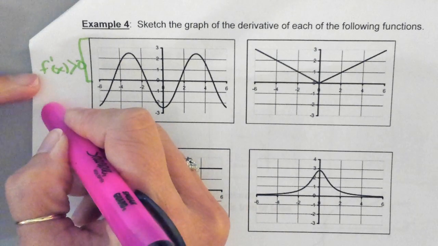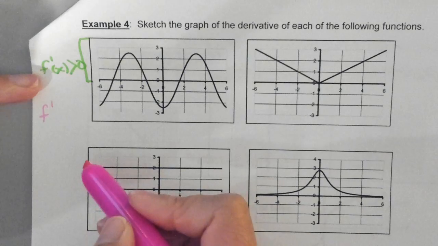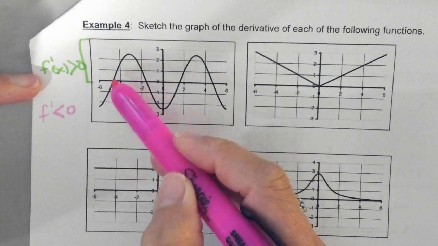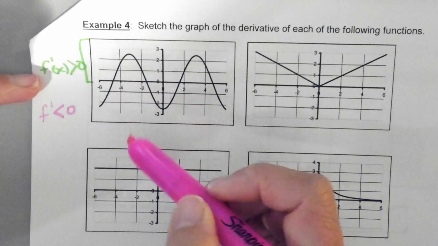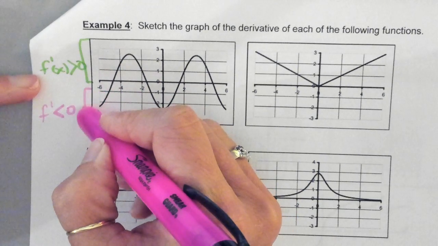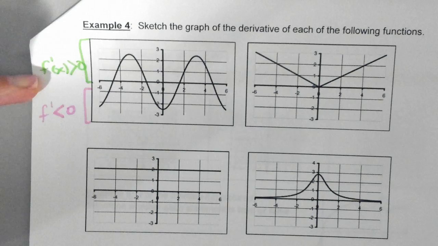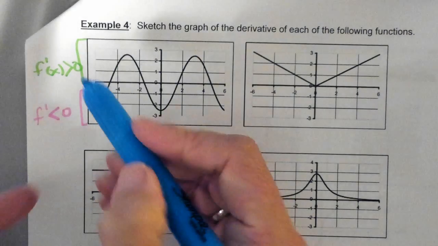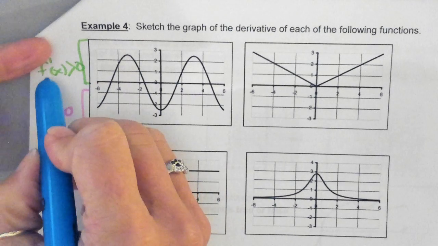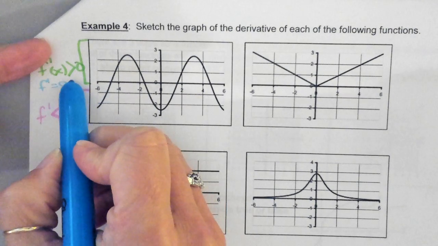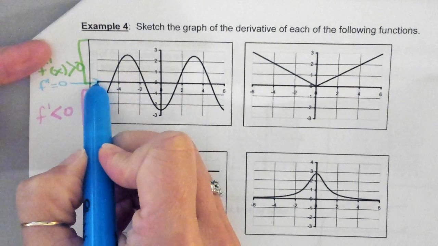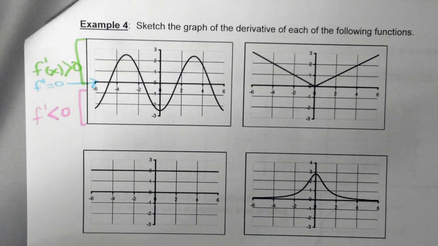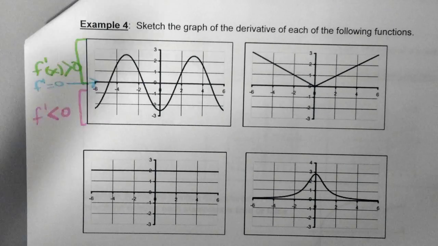When f prime, I'm just going to leave off the x so that I can save some room, is less than 0, that means the slope of this graph here is negative. That means f prime's graph will be below the x-axis. When f prime is equal to 0, f prime's graph is going to be on the x-axis. Because isn't that where y is equal to 0?